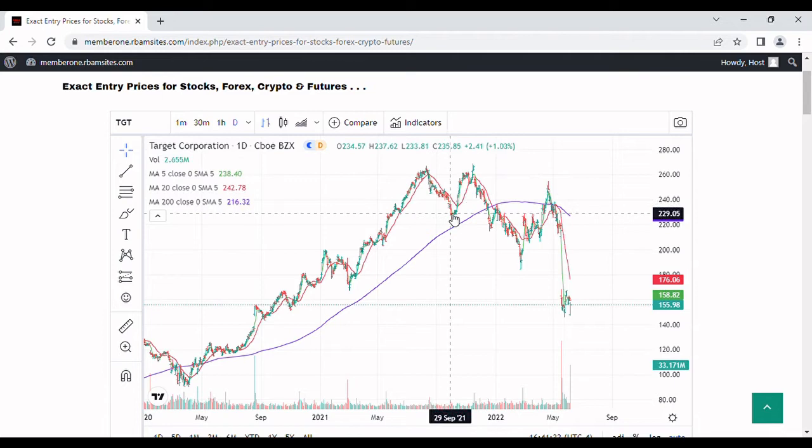Now, you could have stayed in this stock and not really gotten burned too bad. You could have stayed in it and been whipsawed back and forth. Keep in mind, that's about a $40 move right there. But you could have done that.